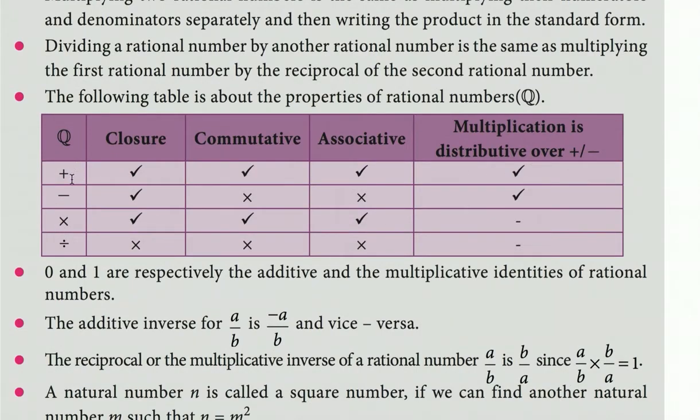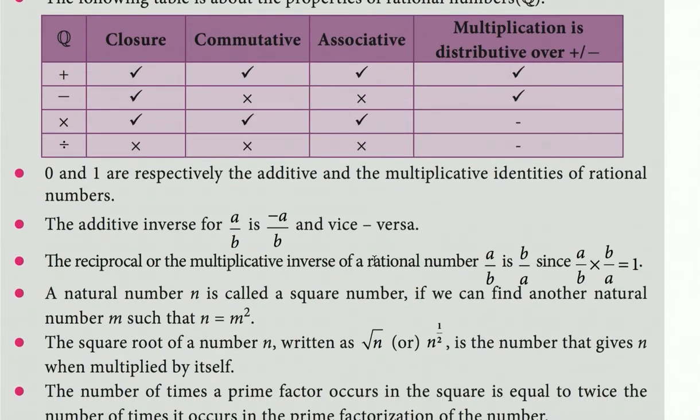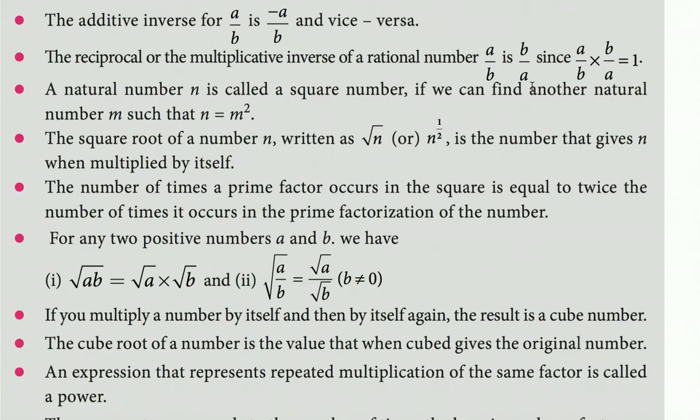For rational numbers Q, addition is closure, commutative, associative. Multiplication is distributive over addition and subtraction. Subtraction is also closure, but not commutative and not associative. Multiplication is closure, commutative, associative, and distributive. Division is not closure, not commutative, not associative. 0 and 1 are respectively the additive and multiplicative identities of rational numbers. The additive inverse of a by b is minus a by b and vice versa. The reciprocal or multiplicative inverse of a rational number a by b is b by a.